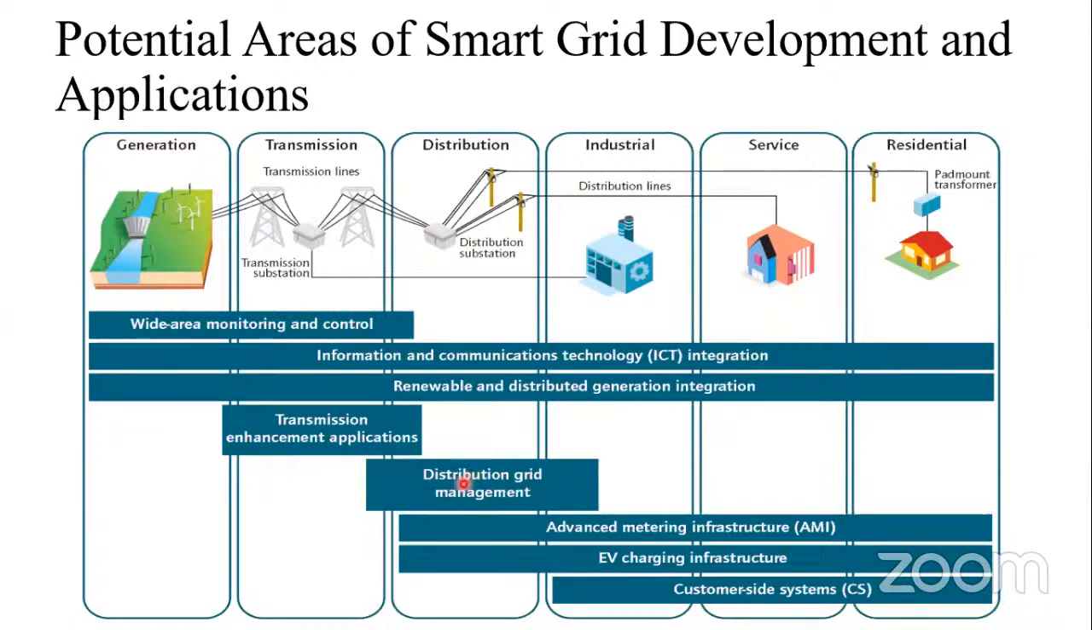And also it will help in distribution grid management. Now they have introduced a new PMU, known as the micro PMU, or distribution phasor measurement unit. You will find that some literature uses micro PMU, and some literature uses distribution PMU. These two PMUs are used for distribution observability. Also it is helpful for the advanced metering infrastructure, EV charging infrastructure, and customer side systems.